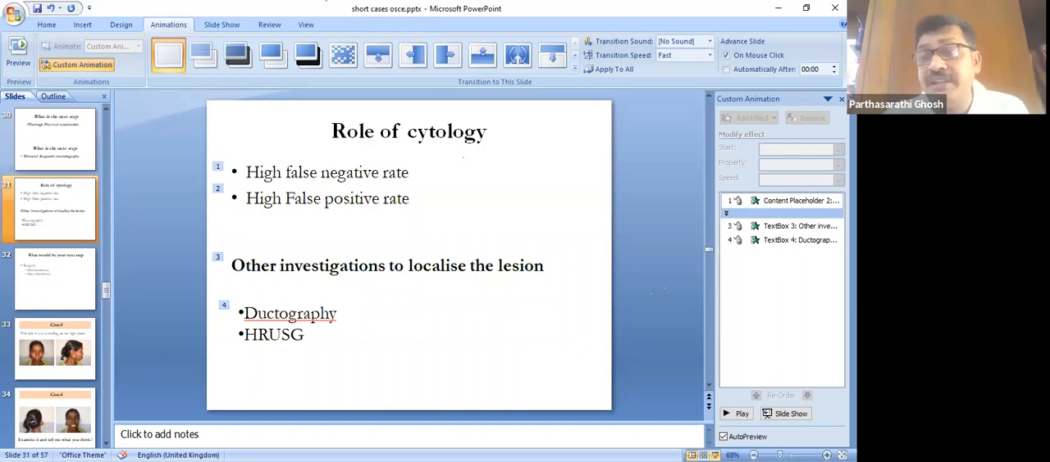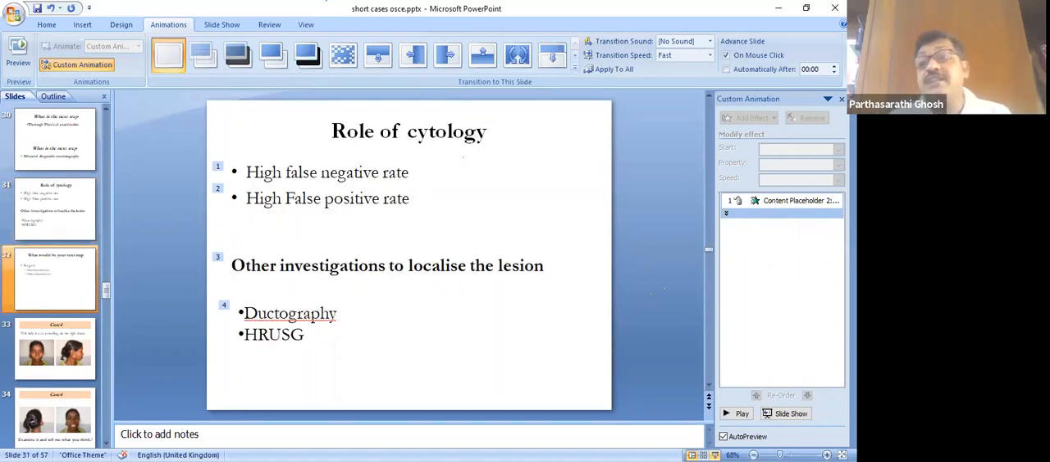Sometimes the lesions which are underlying the nipple area are complex; dilatation of the duct, anything within the duct which is more than 0.5 centimeter can be picked up by this. And of course, if you are very much suspicious, you can go for MRI.